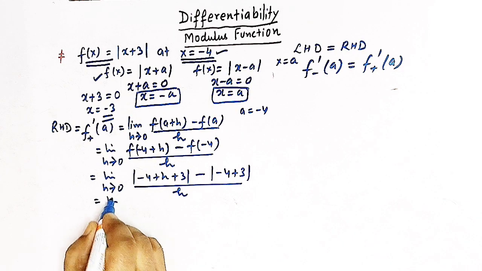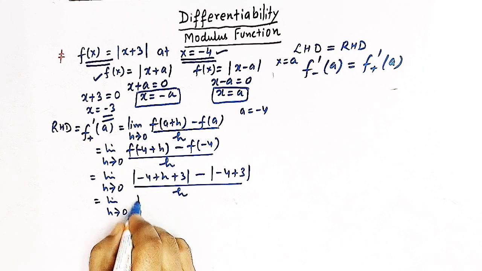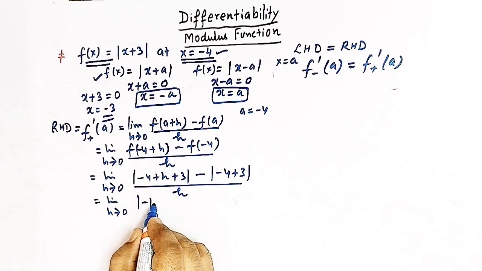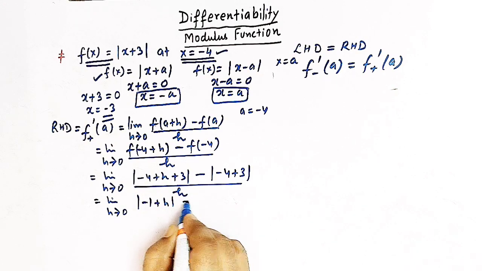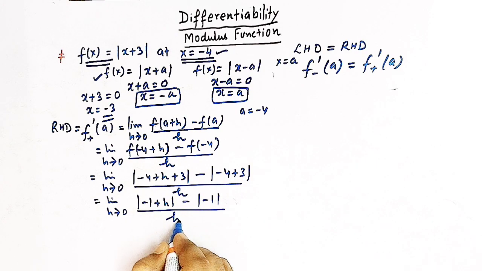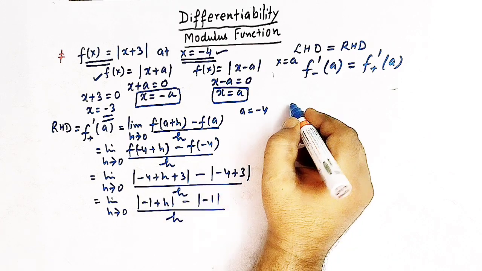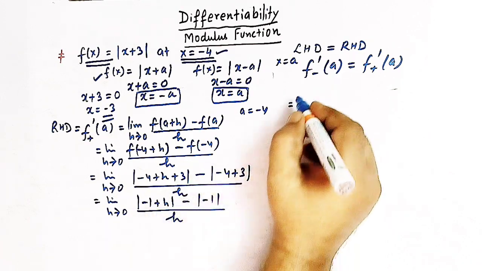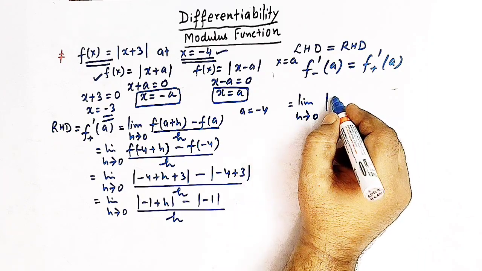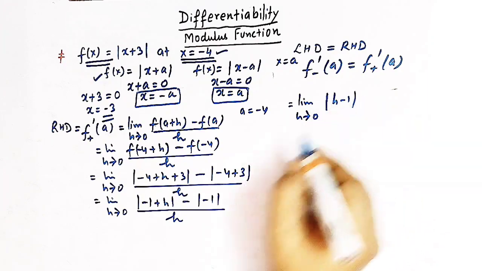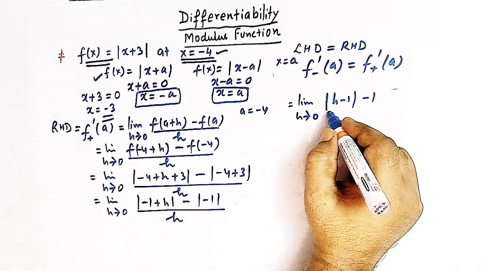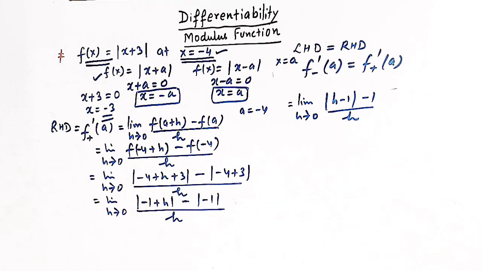So now this is limit h tends to 0 of mod of h minus 1, since 3 minus 4 is minus 1, minus mod of minus 1, divided by h, right? Now we can rewrite this expression as limit h tends to 0 of mod of h minus 1, and mod of minus 1 is plus 1, so we have simply 1 here, and here we have h.